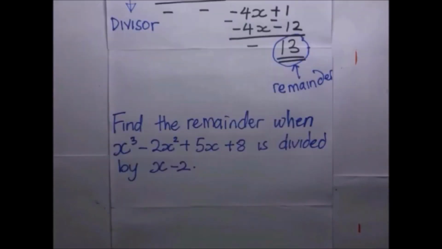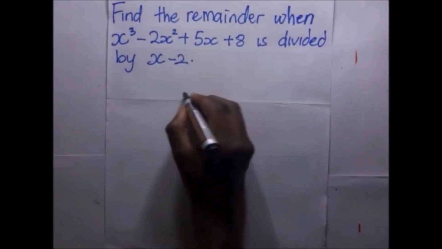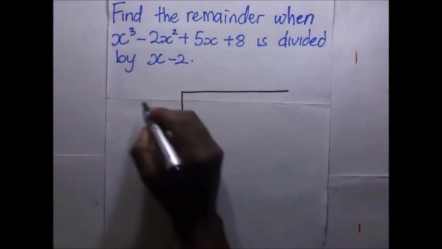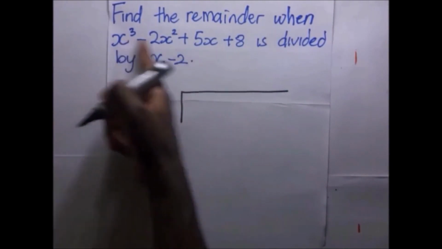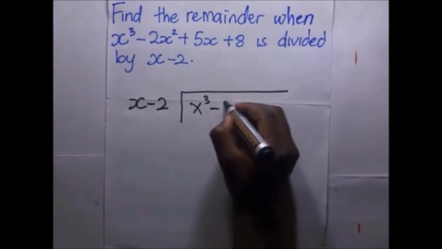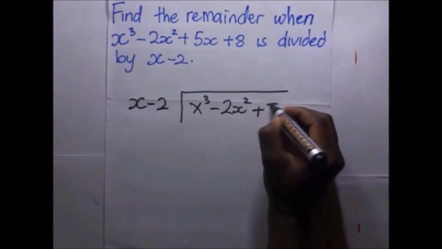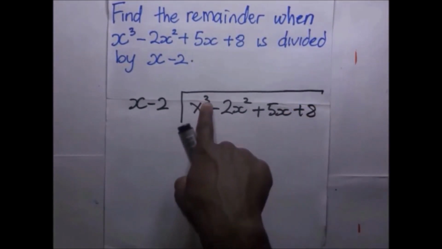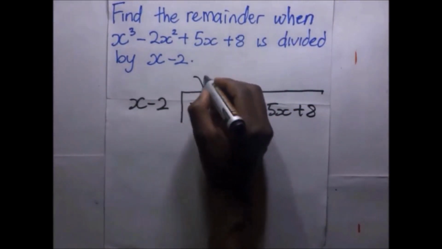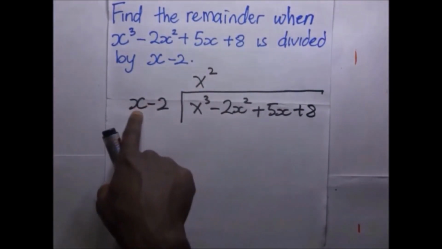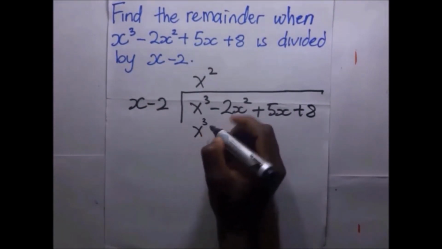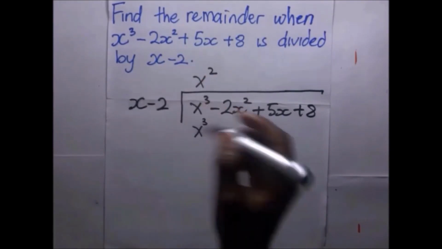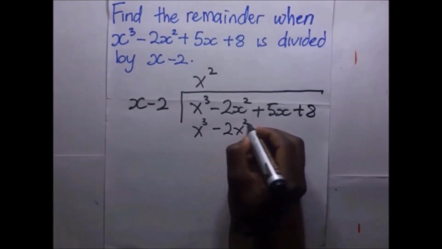Another example. Find the remainder when x cubed minus 2x squared plus 5x plus 8 is divided by x minus 2. We'll do long division, so it is x minus 2 there, and then we have x cubed minus 2x squared plus 5x plus 8. So we begin. x cubed divided by x, you remain with x squared. x squared times x is going to become x cubed. Then x squared times minus 2 will give us minus 2x squared.